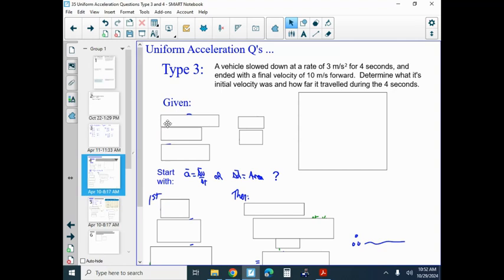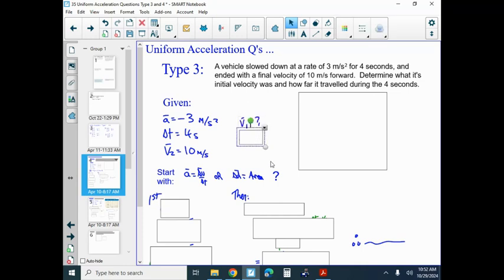If you're looking at the given information, we were given the acceleration rate, slowing down at a rate of, so we're assuming forward is positive, and so that goes in as negative. We're given the time interval of 4 seconds, and we were given the final velocity of 10 meters per second forward. So again, it's understood here that the positive means forward. You don't have to state it all the time in questions like this. And we're asking for V1 and displacement.